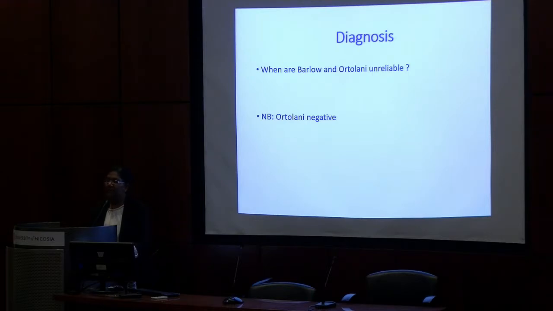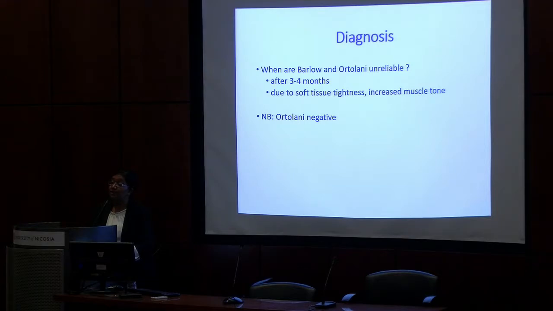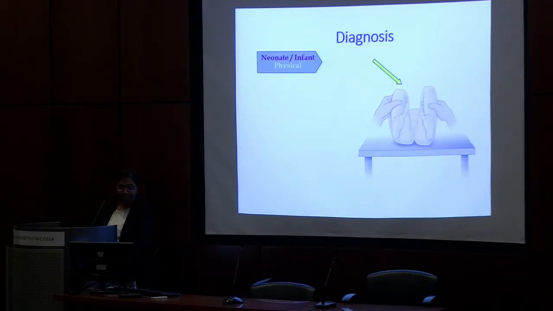These tests are really only reliable early on in life. So after 3 to 4 months, you may not get a positive Barlow or Ortolani test due to soft tissue tension and increased muscle tone. If you have an Ortolani negative hip, that could mean, of course, that you have irreducible hips, but you don't want to miss a bilateral dislocation. So it might feel very symmetric. You might not even notice that the hip is out because it's bilateral. So you should always be aware that bilaterality can make a diagnosis a little bit more difficult.